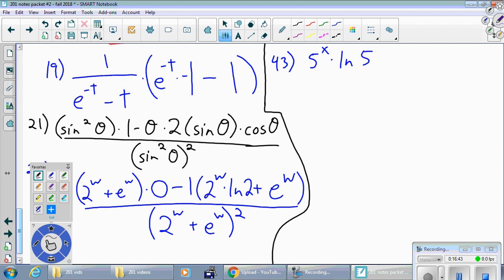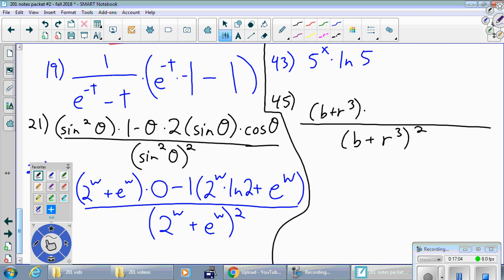Okay, moving on to 45. Okay, here r is the variable, so this one must be a quotient rule. R is on top and bottom. So we divide by the bottom squared. Okay, so we go bottom times derivative of the top.